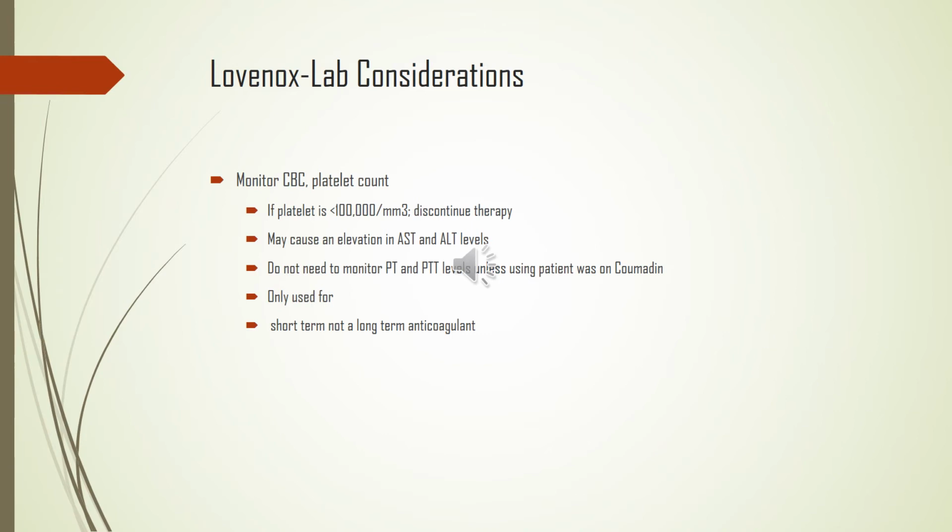Okay, this is just a kind of a review with the lab considerations, and why it's very important to have the lab manual with you. Also read in your drug book, if you do not know what a medication is. You need to monitor the CBC and platelet count. If the platelet count is below 10,000, you're going to discontinue the therapy. It may cause an elevation in the AST and ALT levels, your liver functions.